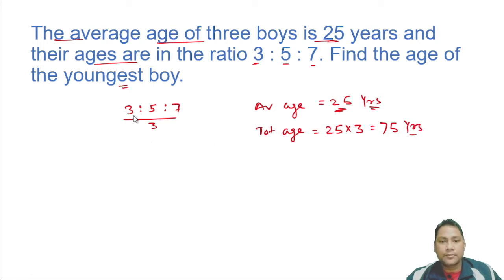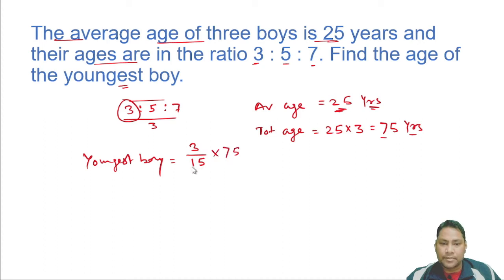So in this question they have asked to find out the value of the youngest boy, that is 3 in the ratio. First of all, we will take out the share of 3. So for that, take out the value of the youngest boy's age. That will become 3 divided by 3 plus 5 is 8, 8 plus 7 is 15, multiplied by the total age 75. Now we will cut 15 and 75, this will become 5, and the age is 15. The age of the youngest boy will become 15 years.